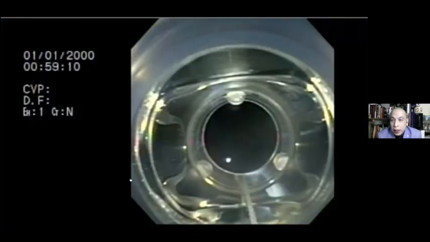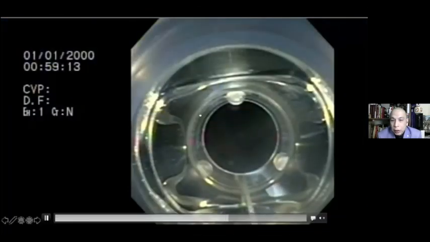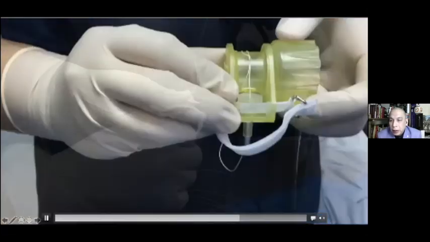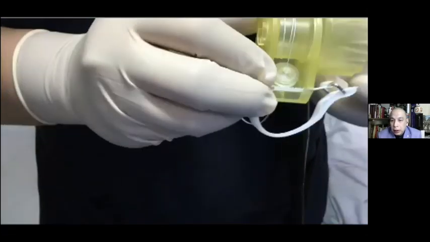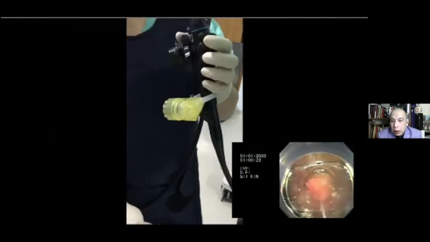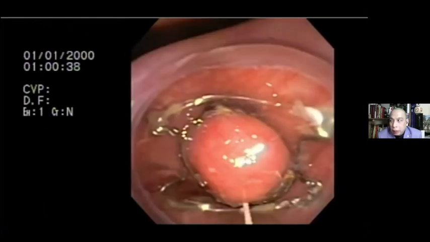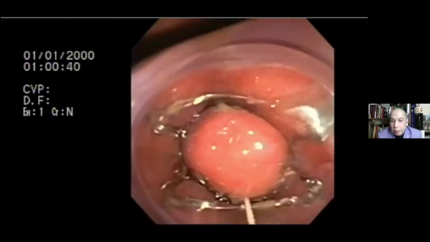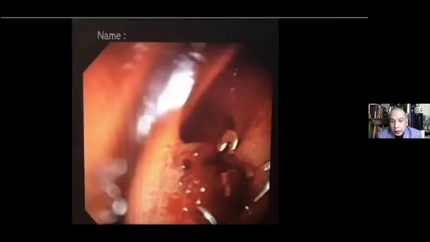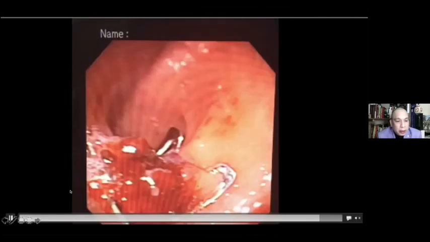These were the early days of the Ovesco, that those three spots should be near the scope. So I was just learning how to use it. And then the fistula is being suctioned into the clamp, and then it is being deployed. And now it closes the fistula.